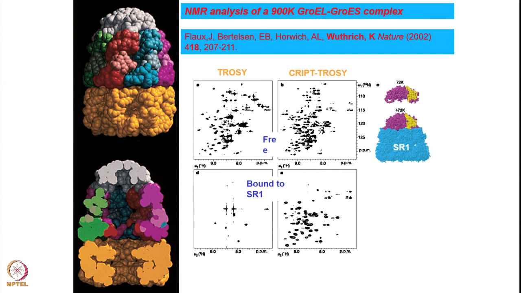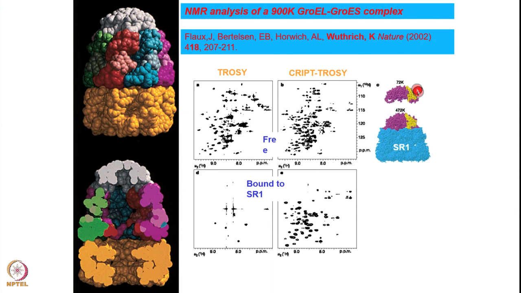Now this was an application to a 900 kilodalton GroEL-GroES complex. And all of you know that this is actually a chaperone. The GroEL-GroES complex is a chaperone, and this is the structure of this chaperone. This is determined by X-ray crystallography. This structure is known. So it is not that you are determining the structure. The intention here is only to demonstrate the application of the technique to observe signals even in such large complexes. Now you see here, this is the structure, and the same thing is split out in this particular form. These are 3 different ones here. You have a SR1, and then you have this domain here, and then the domain here. So all of these sit on top of each other.